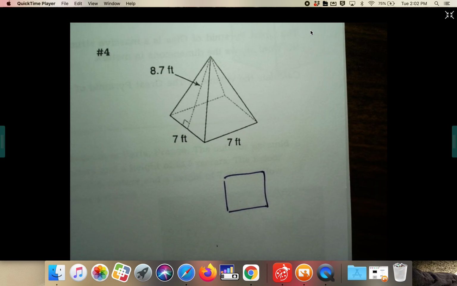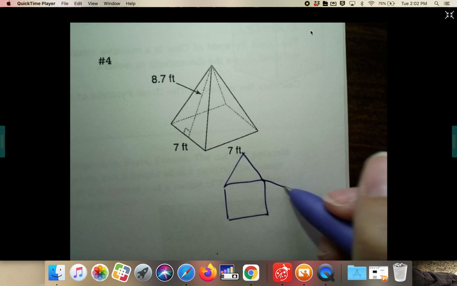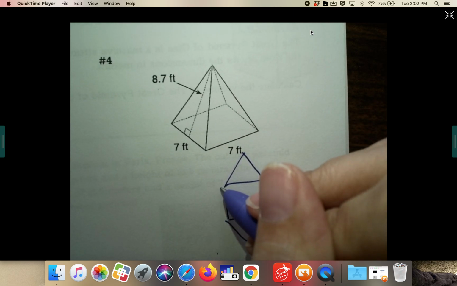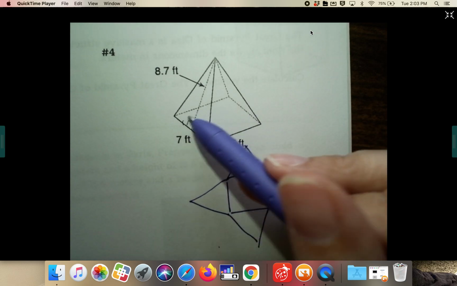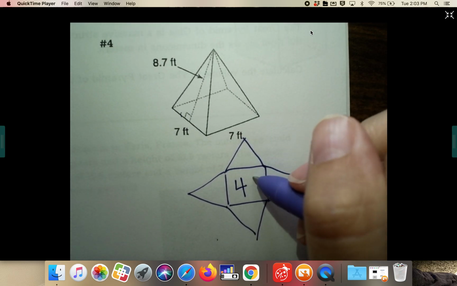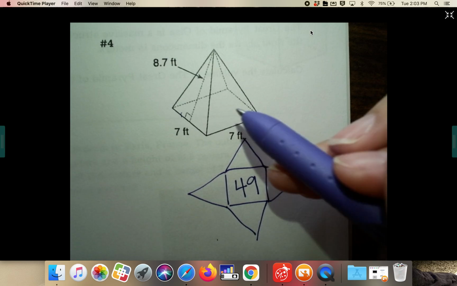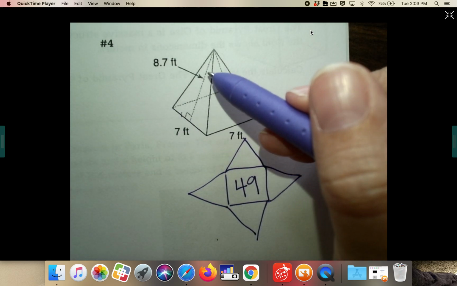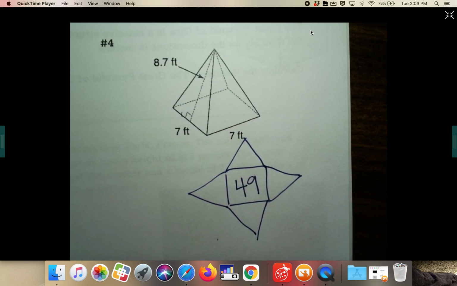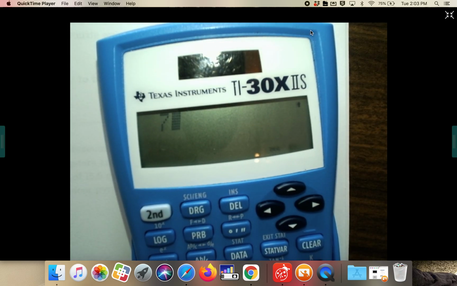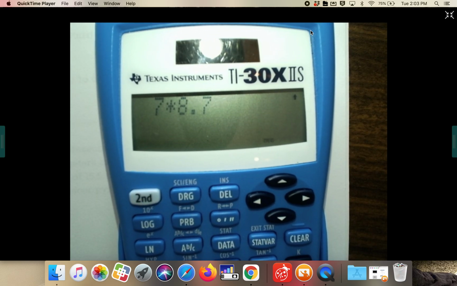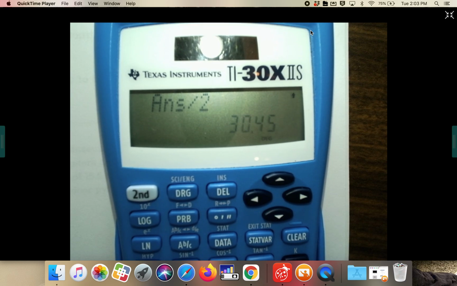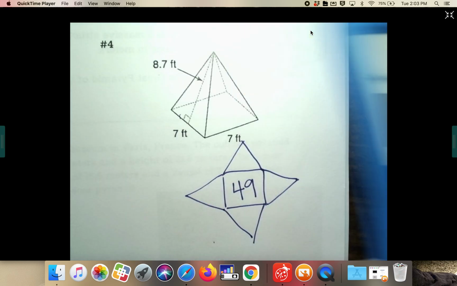All right, last one, you should be just checking your work, is another square pyramid. So you first should have drawn your net with the triangles coming off of each one. All right, a 7 by 7 is 49. For the triangles, you have a 7 by 8.7 and then divided by 2. So 7 times 8.7 equals, divided by 2, 30.45.